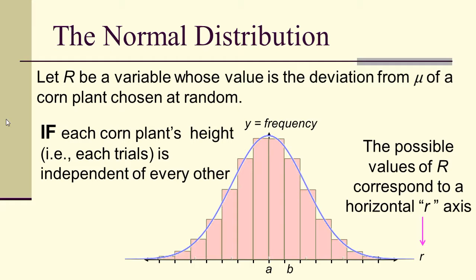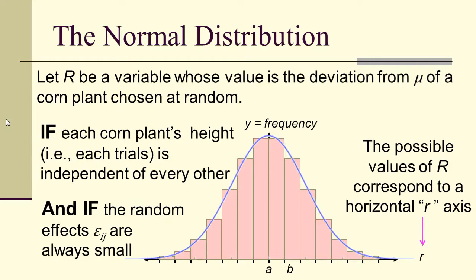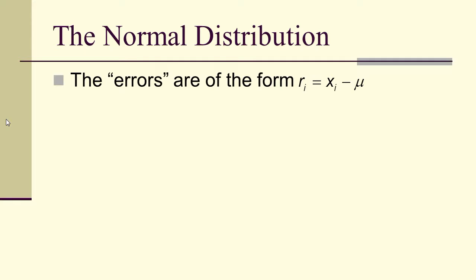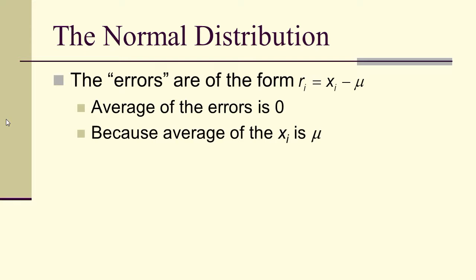So if each corn plant's height is independent of every other, if the random effects are always small, then the blue curve that we see here that's modeling the histogram is 1 over sigma the square root of 2 pi e to the negative r squared over the quantity 2 sigma squared, where sigma here is the standard deviation of capital R. So if we have errors of the form r sub j equals x sub I minus mu, then the average of the errors is 0 because the average of the x sub I is mu.